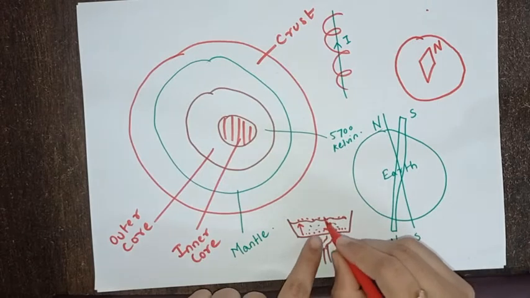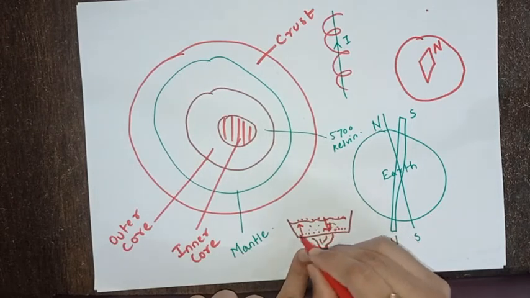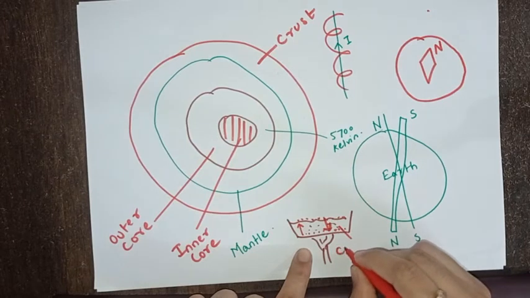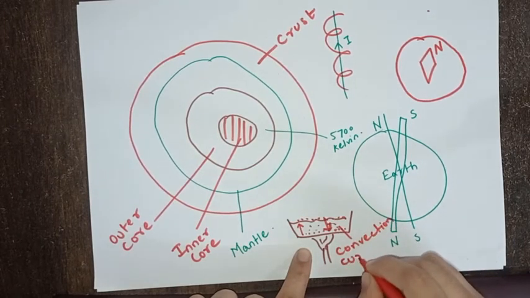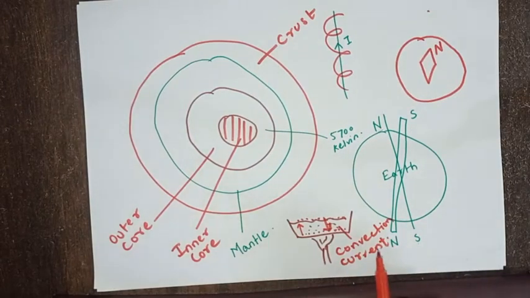Particles which have come from the top will again gain energy and they will again rise up. So there will be a circle of current, and this kind of current is known as convection current. The same concept can be applied over here.